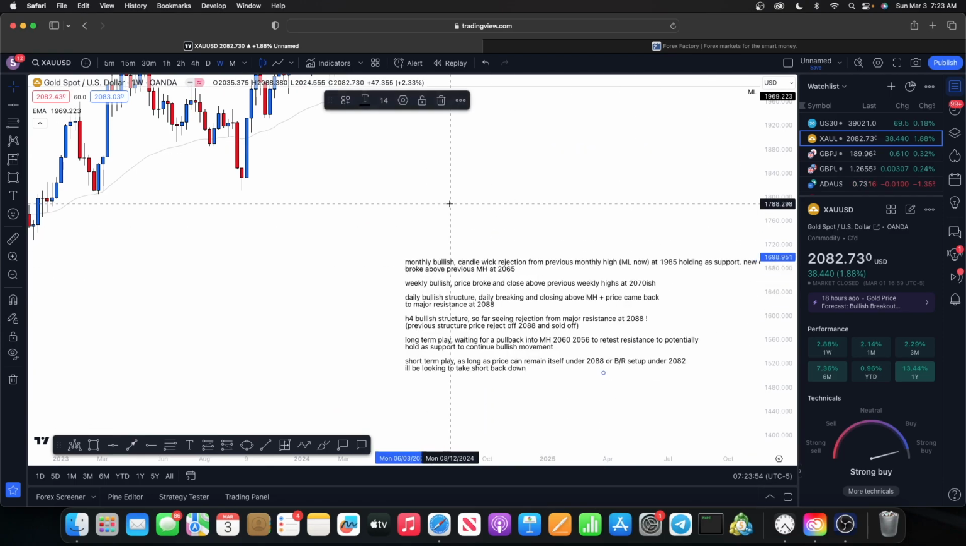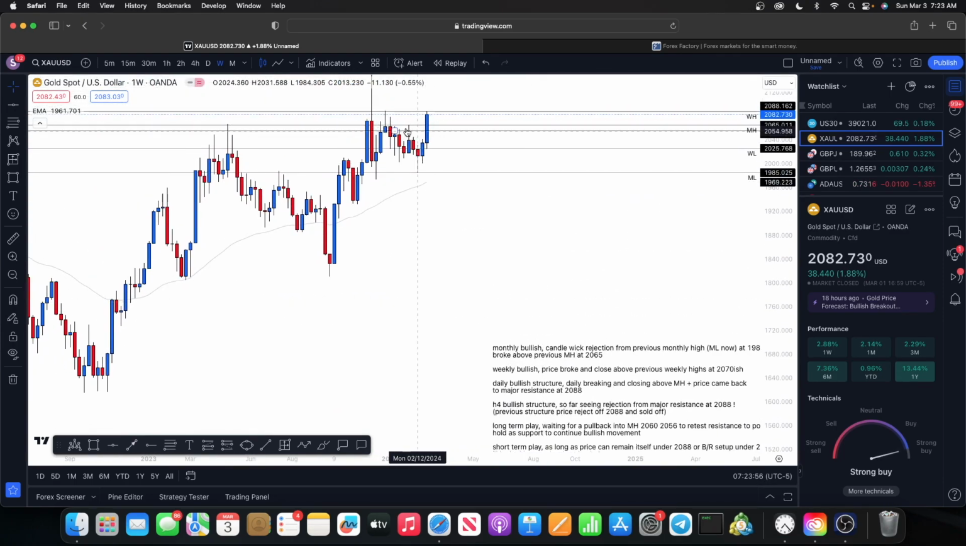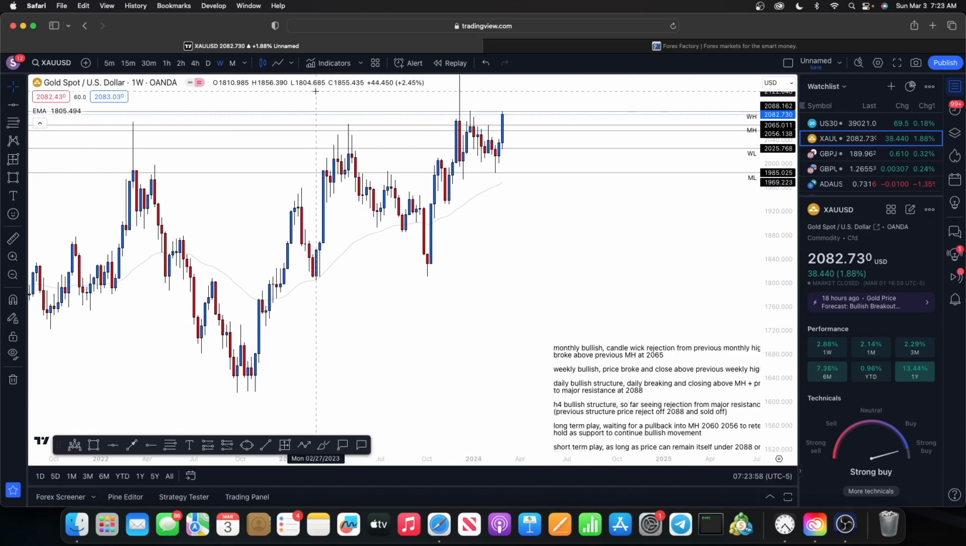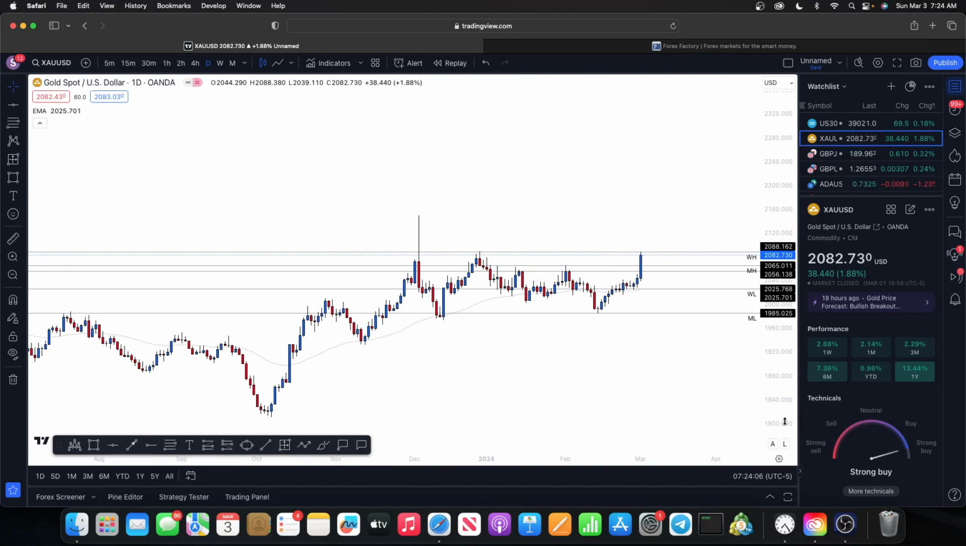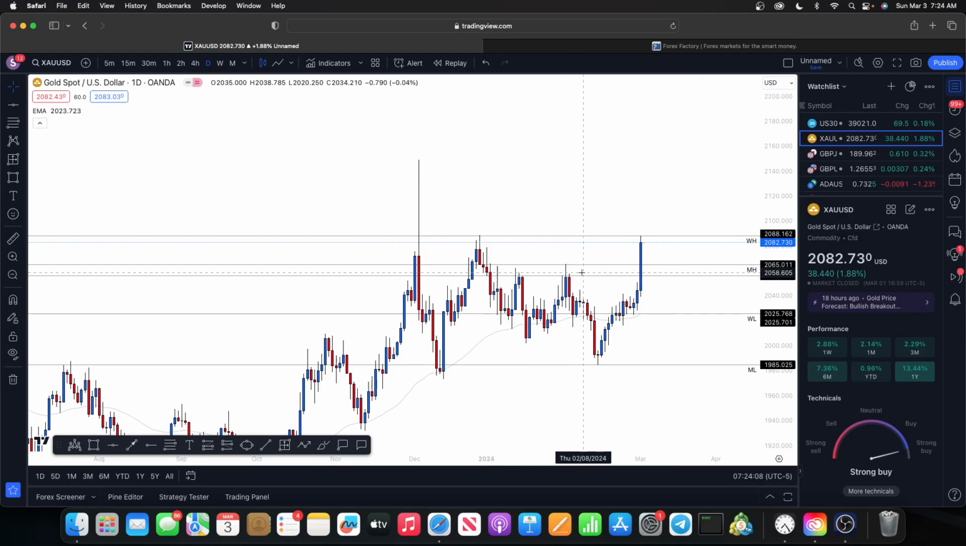The weekly, obviously we're still bullish, right? We're very bullish. Like I said, we broke above the zones over here, so most likely we'll be waiting for pullbacks into these zones over here to obviously continue the bullish movement. I'll explain to you guys in a bit. The daily structure, we're also bullish, right? Breaking above this daily, the previous monthly highs. Like I said, waiting for those pullbacks to continue highs, right?